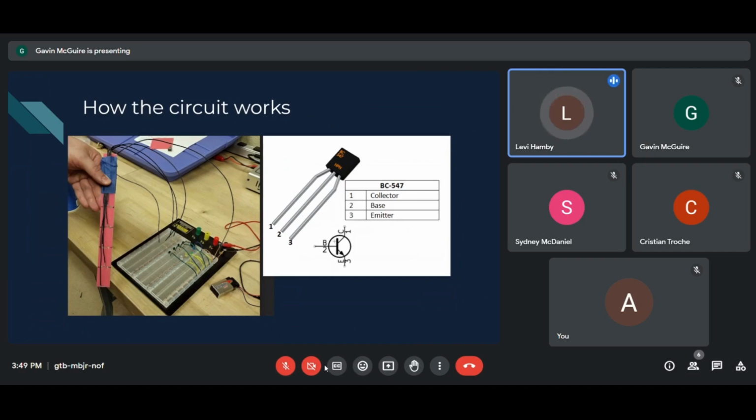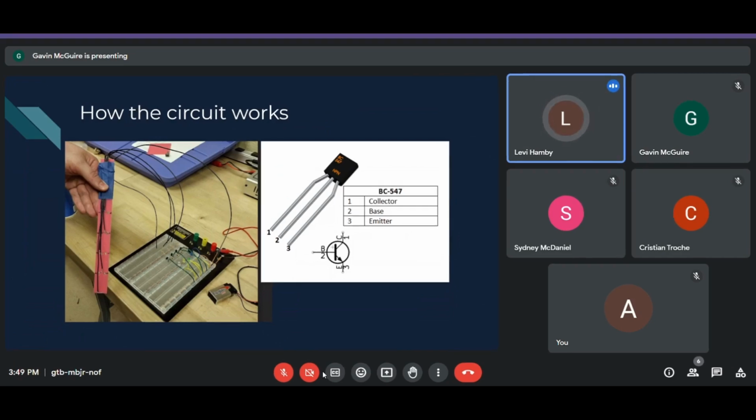The base, which we have connected to the 1000 ohm resistor and to the reference wire. And then we also have the emitter, which is connected to just our negative terminal. And then we have all that connected to a 9-volt battery.